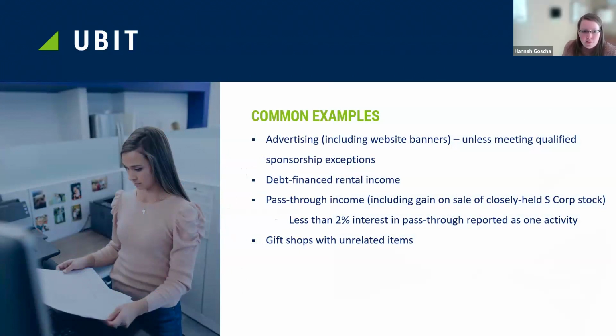So common examples of UBIT: advertising, unless you meet some sponsorship exceptions. If you do have that debt financed rental income, that is UBIT income. Any pass-through income, so if you have an investment in a partnership or closely held S corporation through your tax-exempt organization, that is considered unrelated business income. If you have multiple investments in partnerships and you own less than 2% in each of them, you can just report that as one activity on the 990-T Schedule A instead of multiple different activities.